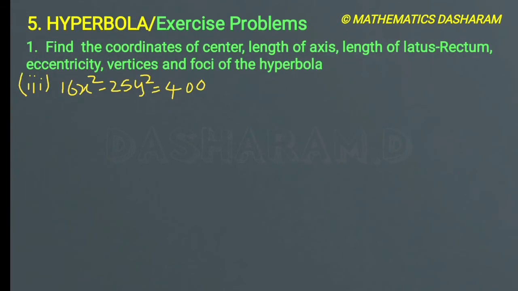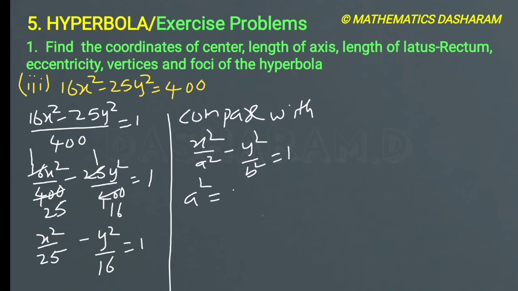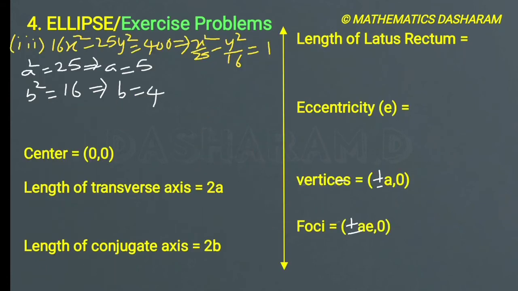Third question, 16x square minus 25y square equals 400. Let's convert into standard form. Now compare with the standard form of a hyperbola. So here a square equals 25, then a equals 5, b square equals 16, then b equals 4. The center is 0 comma 0 and the length of the transverse axis 2a, 2 into a value 5, 2 5s are 10. Length of the conjugate axis 2b, 2 into b value 4, 2 4s are 8.